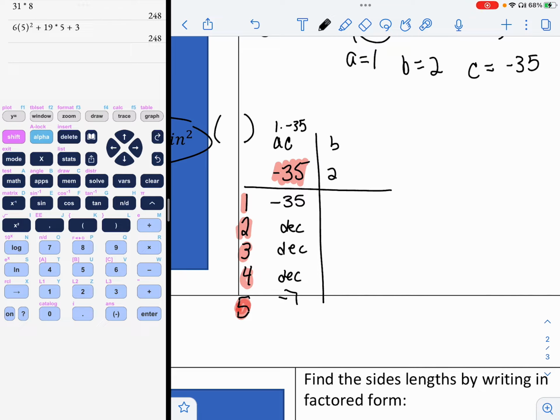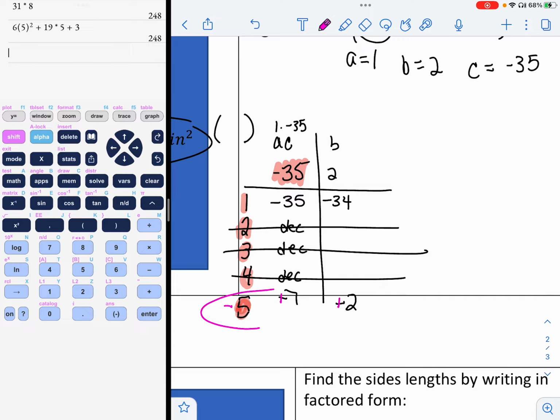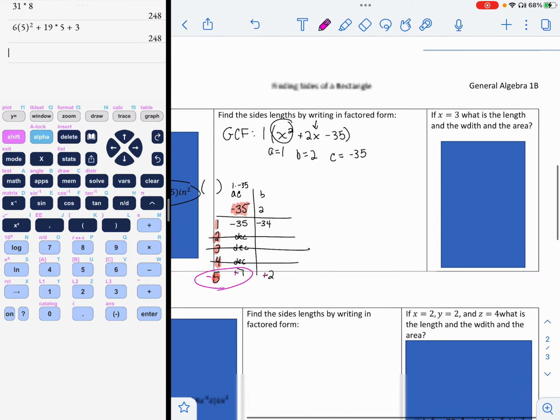Okay, now I'm just going to add those together. So this one gives me negative 34. This one's out. This one's out. This one's out. This one gives me negative 2. Okay, now I want a positive 2, remember? So the big rule is you change, change, change. So there's your magic numbers, your magic factors. Time to go to our box.